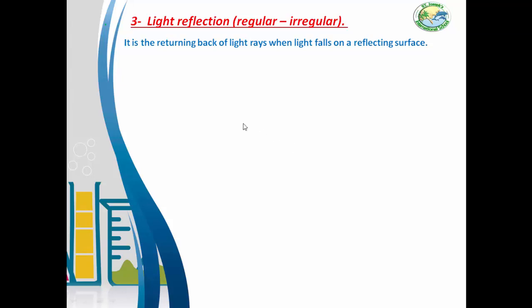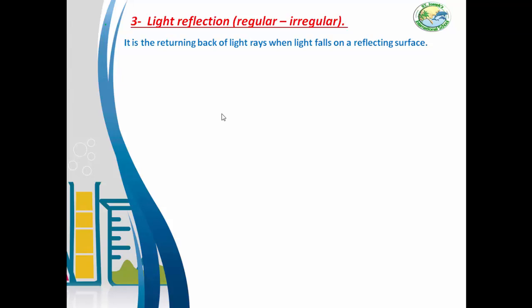If you kick a ball and this ball falls on a wall, it will return back to you. We can say that light can do like the ball did. It means when light falls on a reflecting surface, it returns back to you. When light falls on a wall, the wall will be a reflecting surface and the light will return back to you.